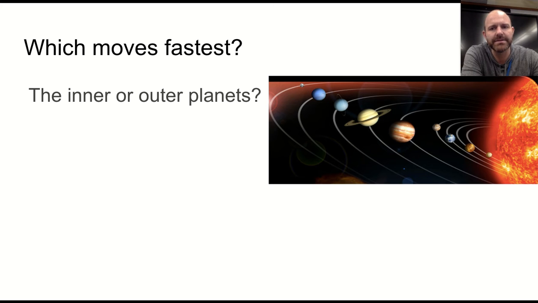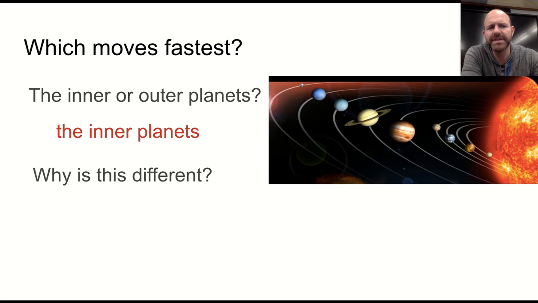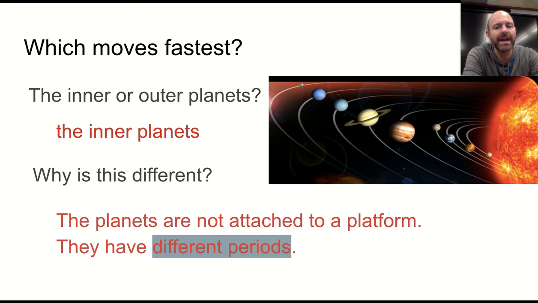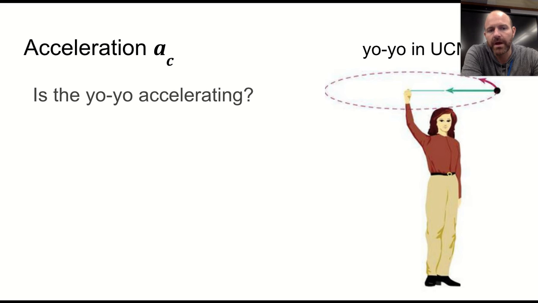But what about the planets? Which planets move faster? If you know anything about the solar system, you know that it's actually the inner planets that travel around the sun fastest, not just in the shortest amount of time, but also with the highest velocity. But this is different than what we just said. And the reason for that is the planets are not all moving together. They do not have the same period. They are independent objects. We'll talk a lot more about planetary motion when we get to gravitation, which we will talk about in a little bit. But because they have different periods, that's why.